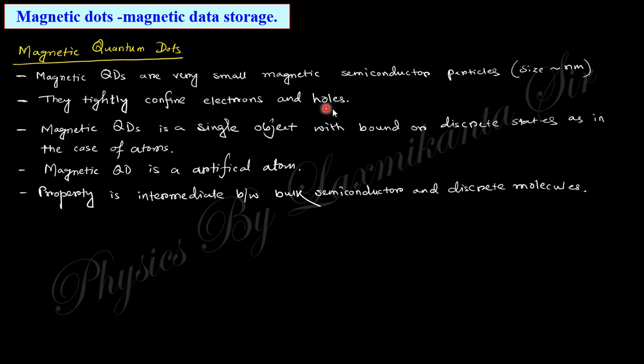They tightly confine electrons and holes. A quantum dot is a single object with bound or discrete states as in the case of an atom. A quantum dot is an artificial atom. Its property is intermediate between the bulk semiconductor and discrete molecules.